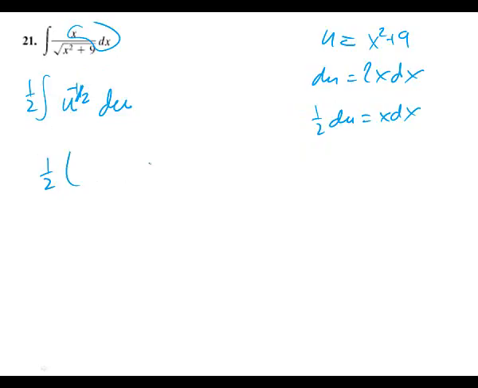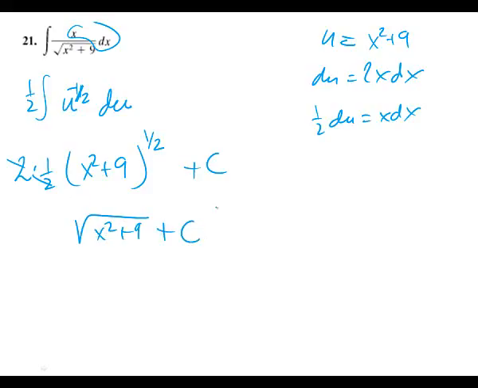Alright, when we integrate u to the negative 1/2, we get u to the 1/2 divided by 1/2, or multiplied by 2, plus c, and instead of u I'm going to write x squared plus 9. If I was going to simplify this for multiple choice, these guys would go away, right? And then square root of x squared plus 9 plus c.